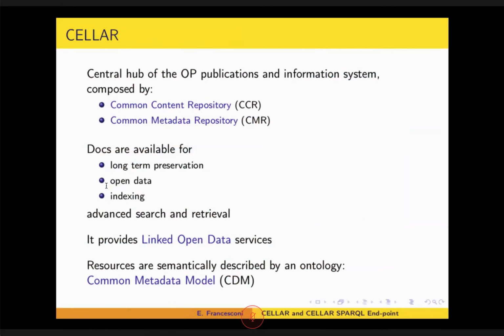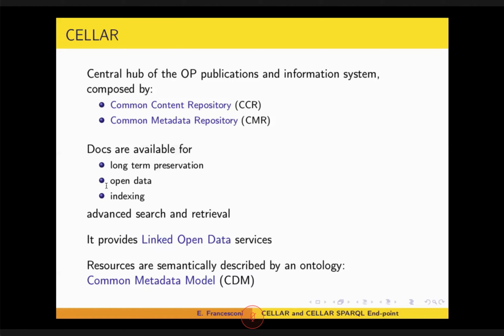So basically, we have documents, content resources, and the set of metadata that are able to describe the content from the semantic point of view. So documents are available for long-term preservation, open data, indexing, and it provides in particular linked open data services. So basically, CELLAR conforms to the guidelines of linked open data, which is one of the main approaches for implementing the semantic web in an effective way. And resources are semantically described by an ontology, which is the common data model, which represents the model for all the metadata of the CELLAR content.